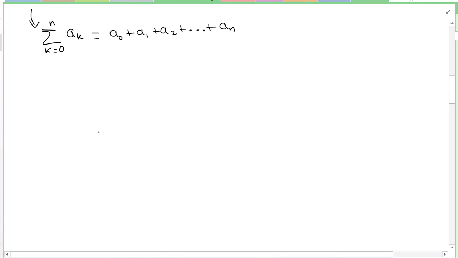And let's try another one. So what about, let's say, k equals 0 to 5 of k factorial. So it's not an exclamation point. Well, it is an exclamation symbol, but in this case, it means factorial. So k factorial.